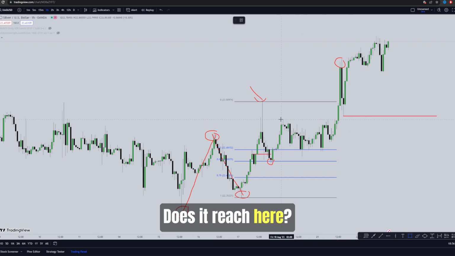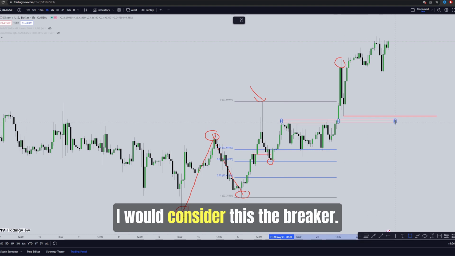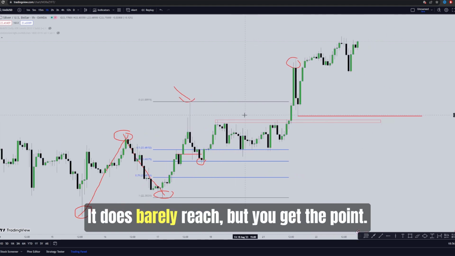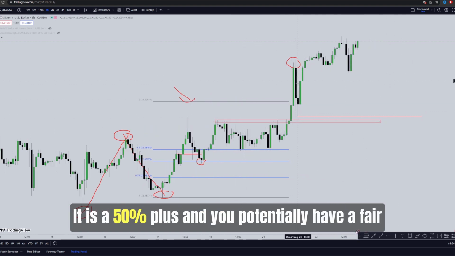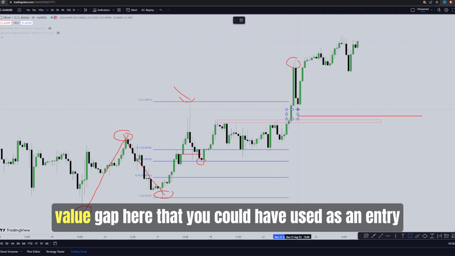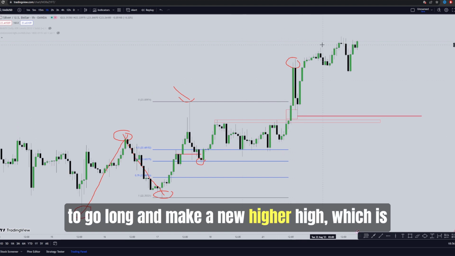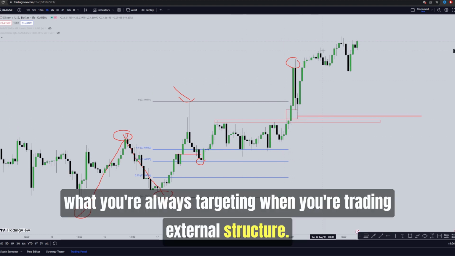Actually, does it reach here? Let's actually take a look. I would consider this the breaker. It does barely reach, but you get the point. It is a 50% plus, and you potentially have a fair value gap here that you could have used as an entry to go long and make a new higher high, which is what you're always targeting when you're trading external structure.